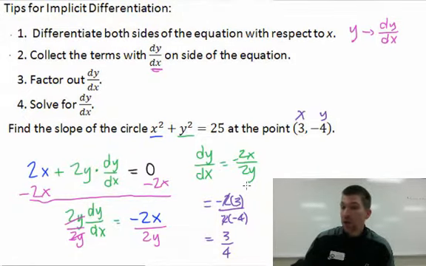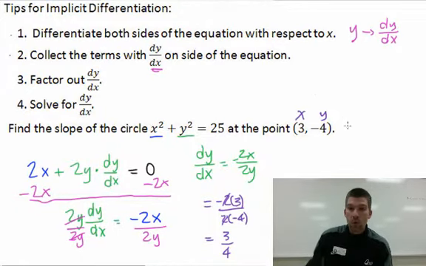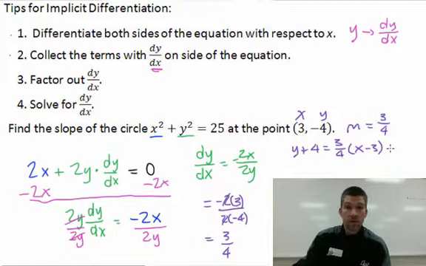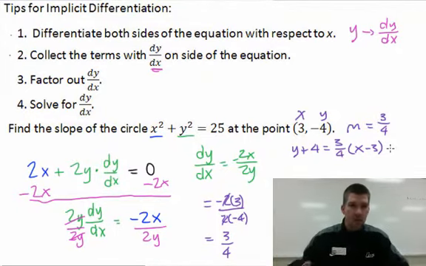And oh, by the way, can we write the equation of this tangent line? You bet. We've already got a point. We just discovered that our slope is 3/4. So we could just go, hey, y plus 4 equals 3/4 times x minus 3. And there you go. That's all there is to it. Implicit differentiation, some steps to follow on a problem that's a little bit complicated, but not too bad.